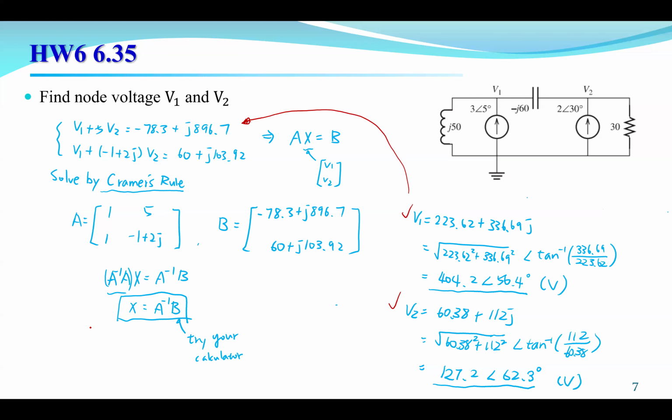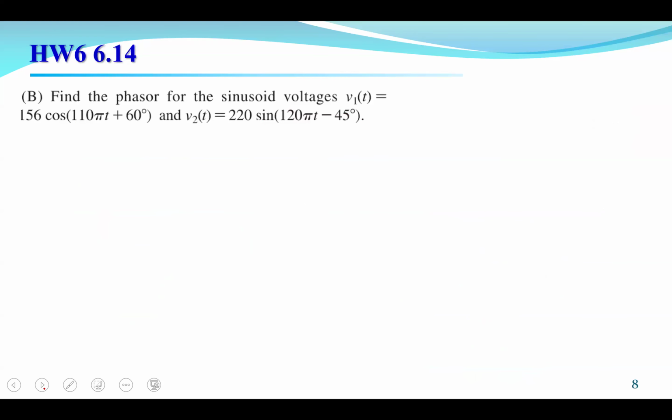Okay, and we look at our last problem. It's also in the homework. It's problem number 6.14. It asks you to find a phasor for the sinusoid voltage V1 and V2. Some of you may know. So the phasor V1, just because it has the amplitude 156, the angle is 60 degrees, and the unit is V because a phasor is derived from a cosine function.